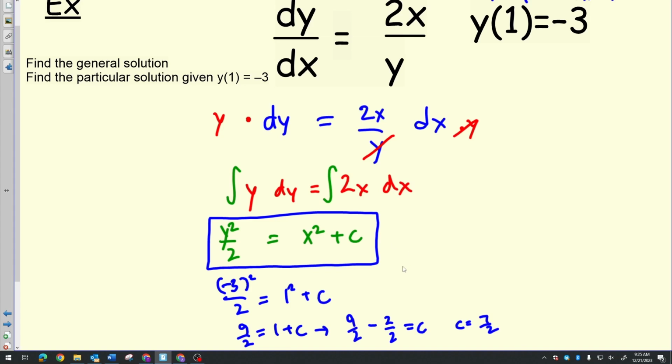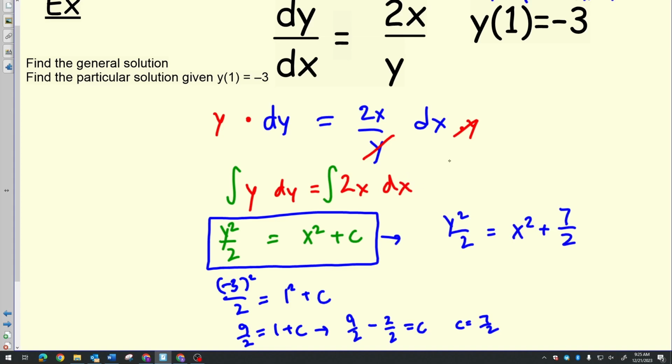So if c is equal to 7 over 2, then I plug in the c right here. So this gives me y squared over 2 is equal to x squared plus 7 over 2. All right. So now I've solved for c.